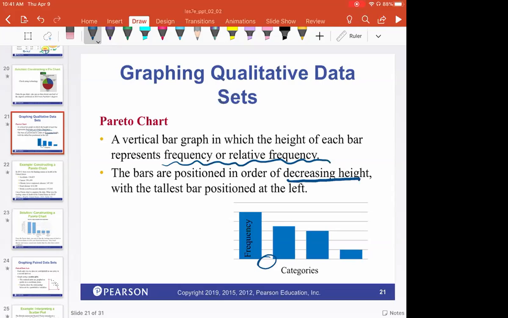So two things are important for a Pareto graph. It gives us a frequency or relative frequency, and the bars are positioned in decreasing height. So those are two special qualities about this special type of graph, a Pareto chart. Now remember, a frequency is how many there are total for each category. Total for category. Relative frequency, it's your percent in decimal form.